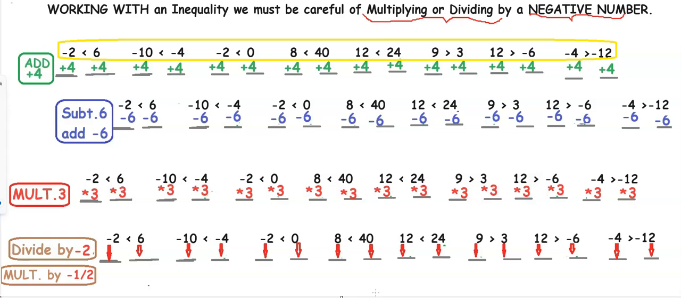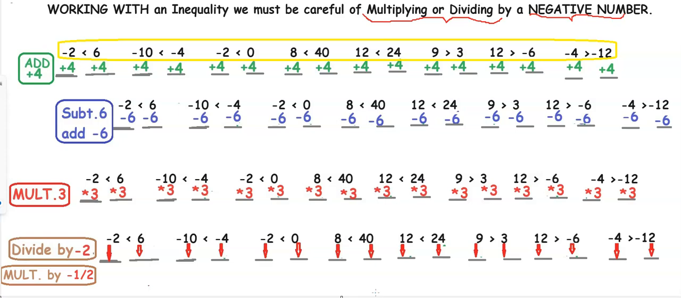So this might be a good time to pause and try some of these. In a minute, all the answers are going to appear up here for all these problems. So we're adding 4 to each of those problems circled in yellow. Then we're subtracting 6, which is the same as adding negative 6. We're then going to multiply each of those left and right sides by 3. Then we're going to divide each side by negative 2, which is the same as multiplying by negative 1/2.